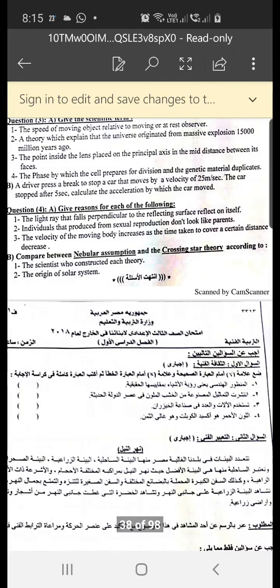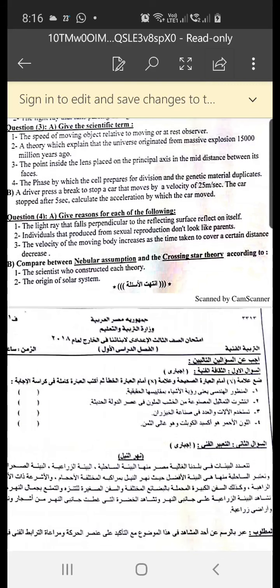Compare between nebular assumption and crossing star theory according to the scientists who constructed the theory and the origin of the solar system. Nebular assumption, the scientist Simon Pierre Laplace, and crossing star theory, the scientists Chamberlain and Moulton. In the nebular assumption, the solar system originated from the nebula. In the crossing star theory, the solar system originated from the sun.